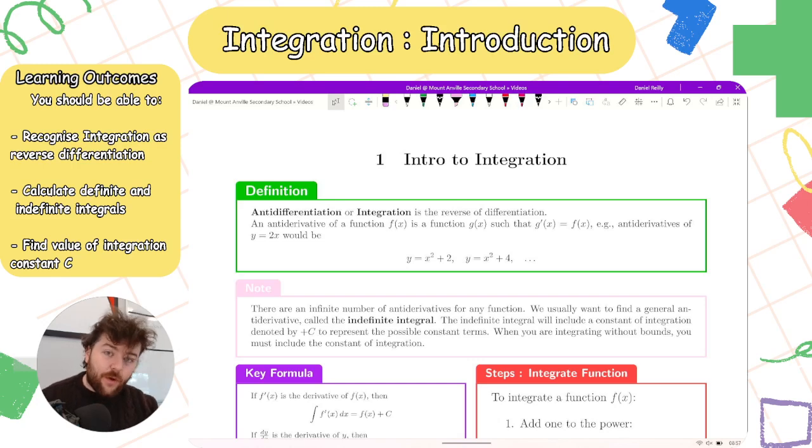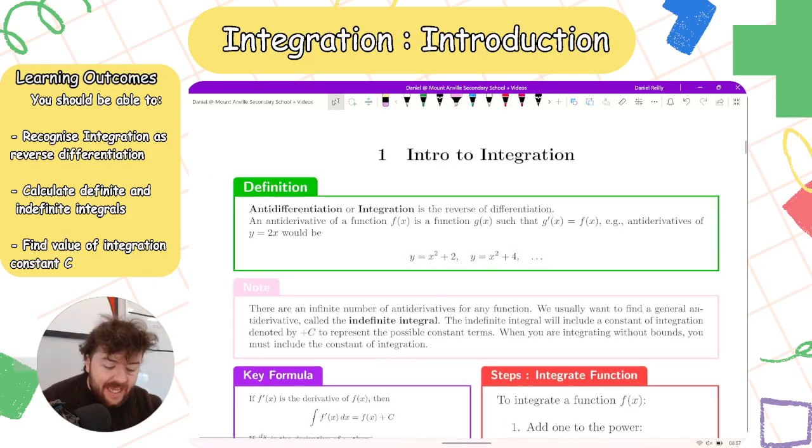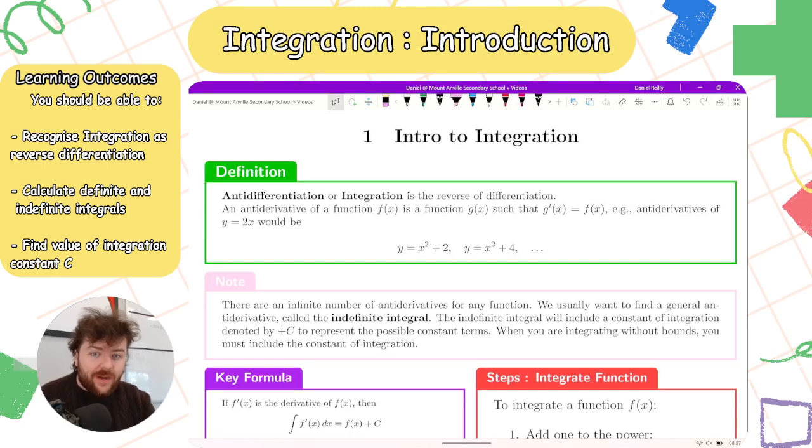Okay, so in this video, we are just going over a basic introduction to integration. So what is integration, also known as anti-differentiation? Anti-differentiation, or integration, is just the reverse of differentiation. An antiderivative of a function f of x is a function g of x such that the derivative of g of x is equal to f of x.